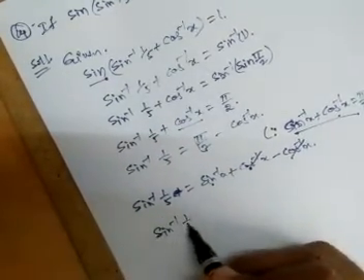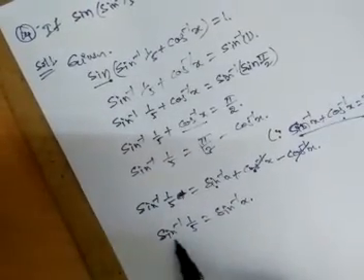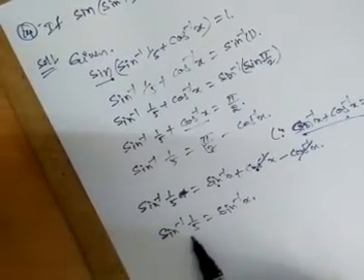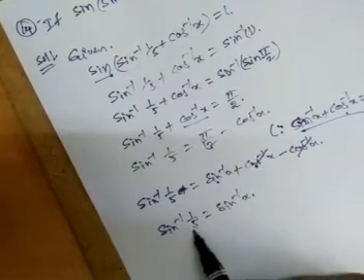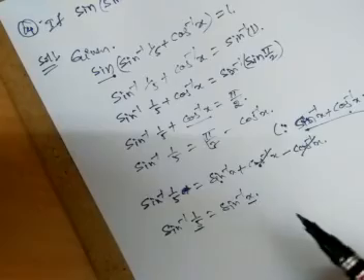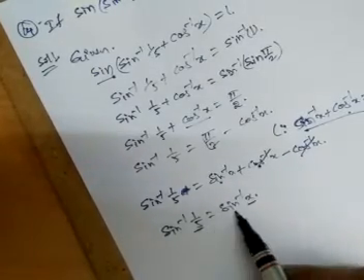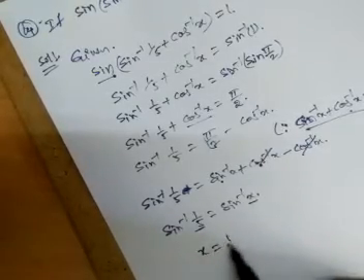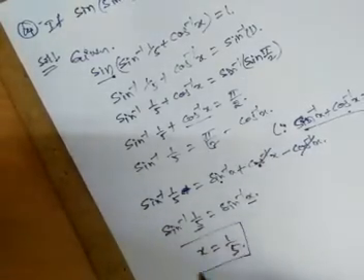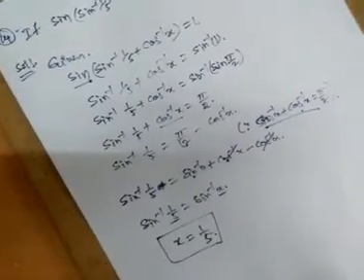Sine inverse of 1 by 5 equals sine inverse of x. Both the values of sine inverse functions are equal. This occurs when those two angles are equal. If the angles are equal, then the values of that particular function are equal. Therefore x equals 1 by 5. This is the value of x.